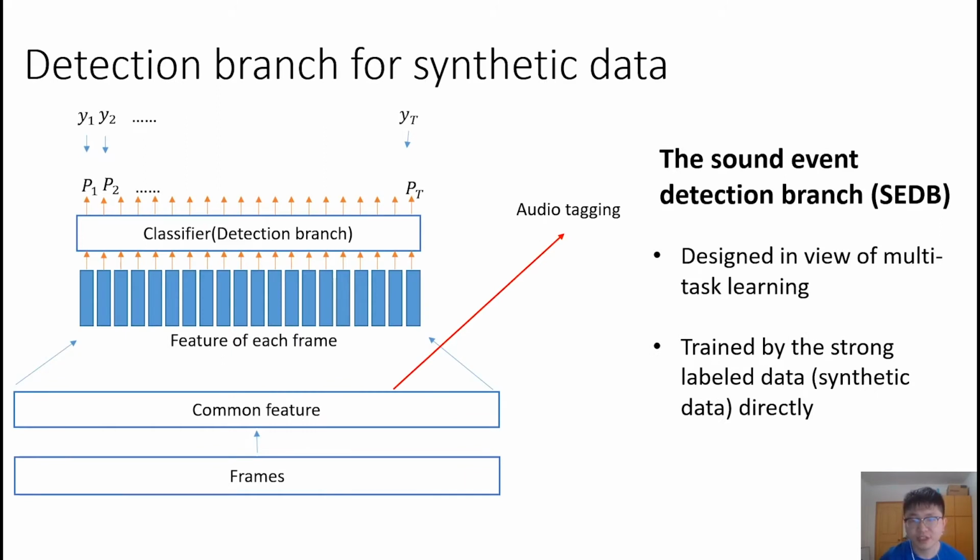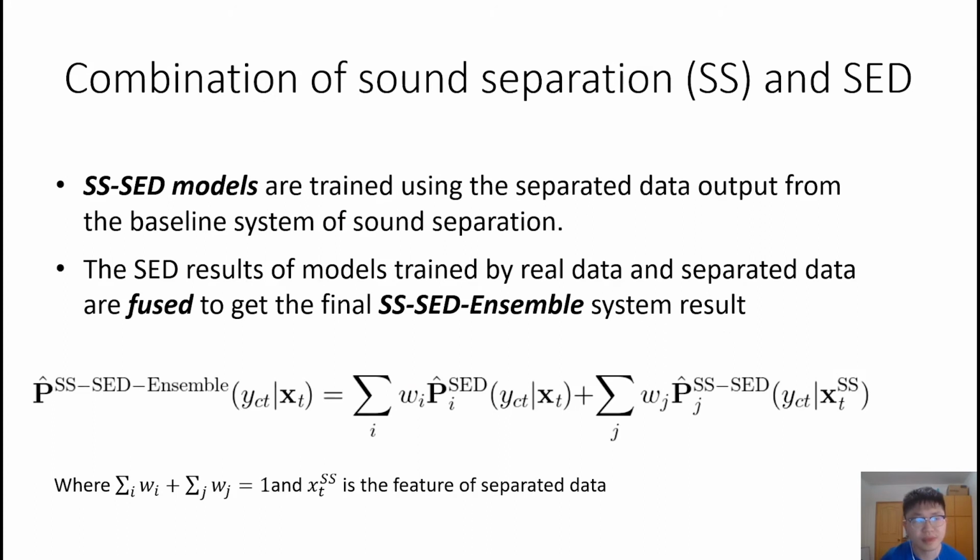The sound event detection branch. To better exploit the synthetic data with strong labels, inspired by multitask learning, a sound event detection branch is also added. While using the strong labels of the synthetic data to train the sound event detection branch, we also use the weak labels of synthetic data to train other branches of the model. In our method, we only apply the sound event detection branch in the PS model because the PS model is mainly used to detect the sound events.